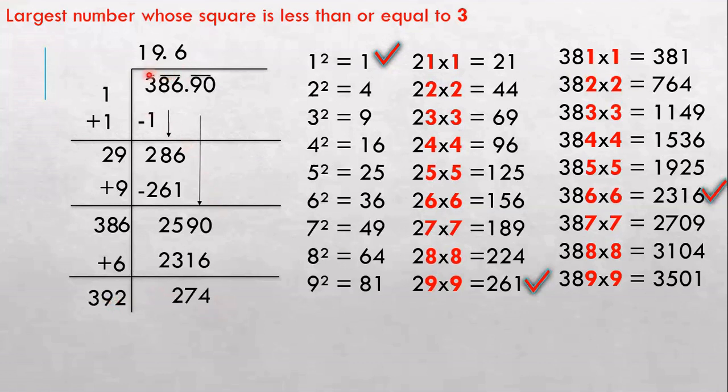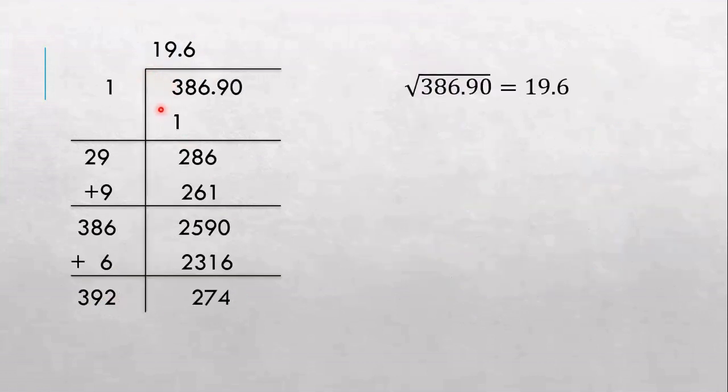So over here you can see that we have our question, that is 386.90. We solved this entire question using the long division method and we got that the answer is 19.6. So the square root of 386.90 is 19.6. You can calculate and check it. So this is the way you're supposed to find the square root of a number using the long division method.